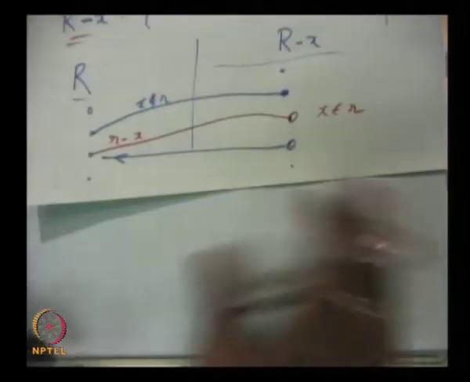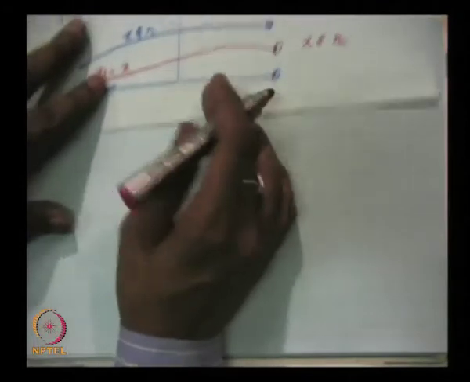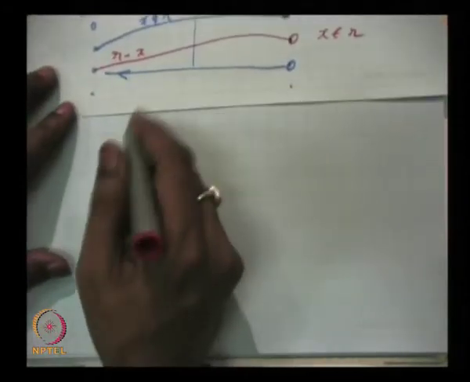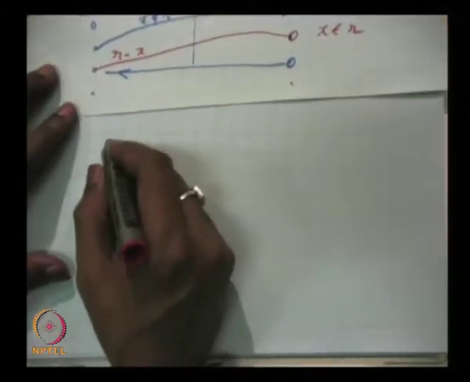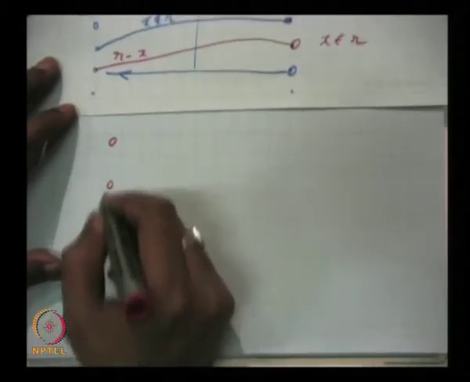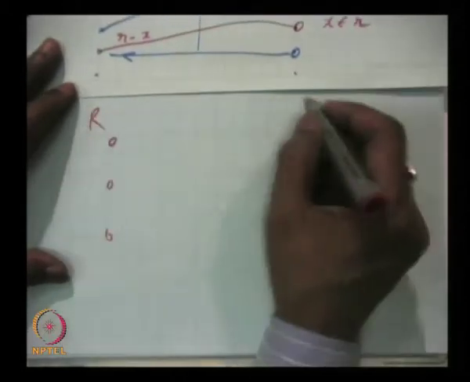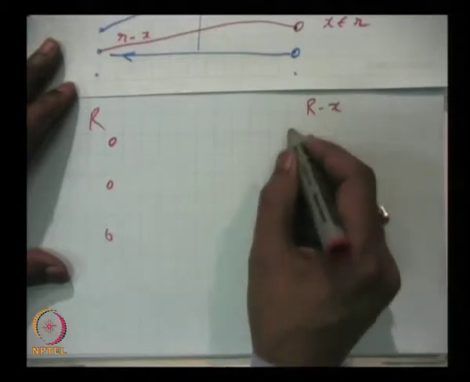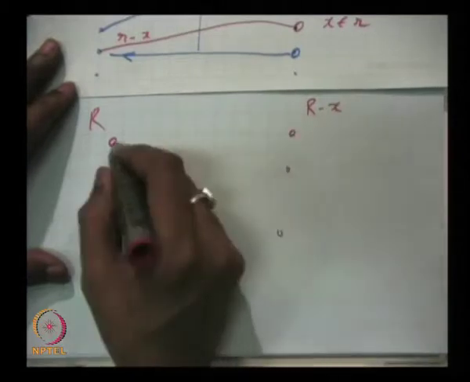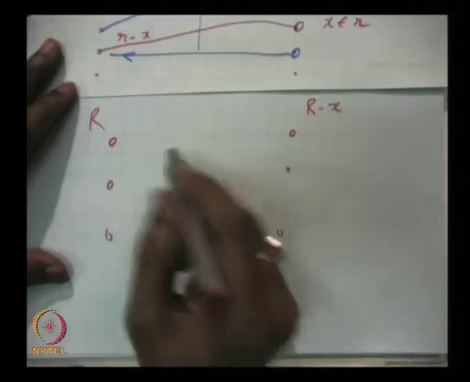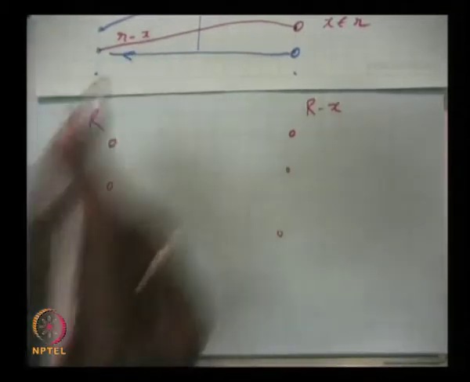Okay, let me try another thing. There is xyz, there is yz in R. If R minus x is yz, then I think it will be easier to argue this way, R and R minus x. So, yes, if x does not belong to R, there is an easy mapping.